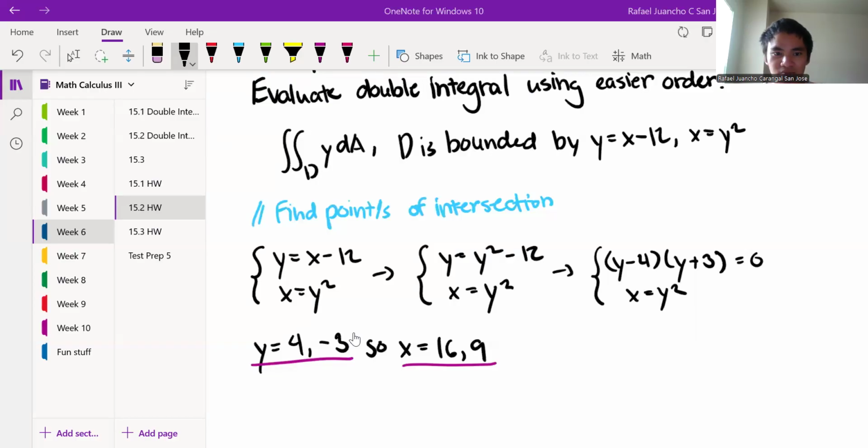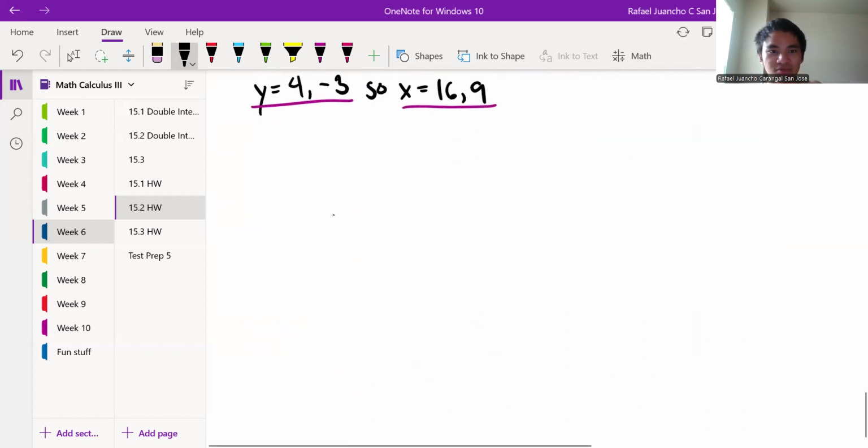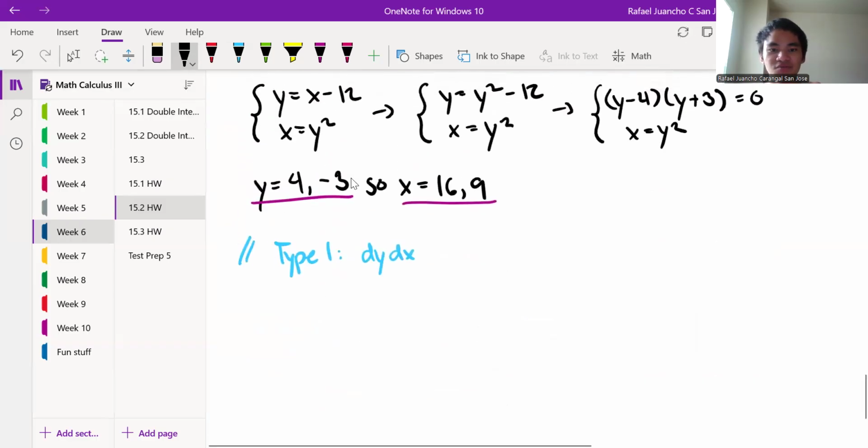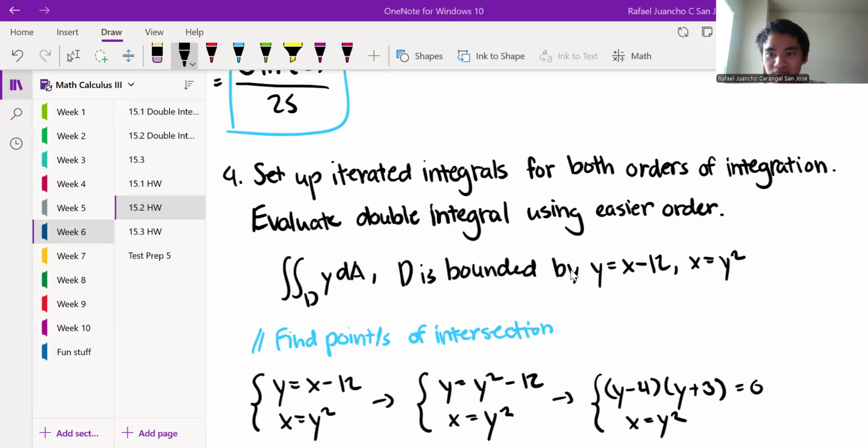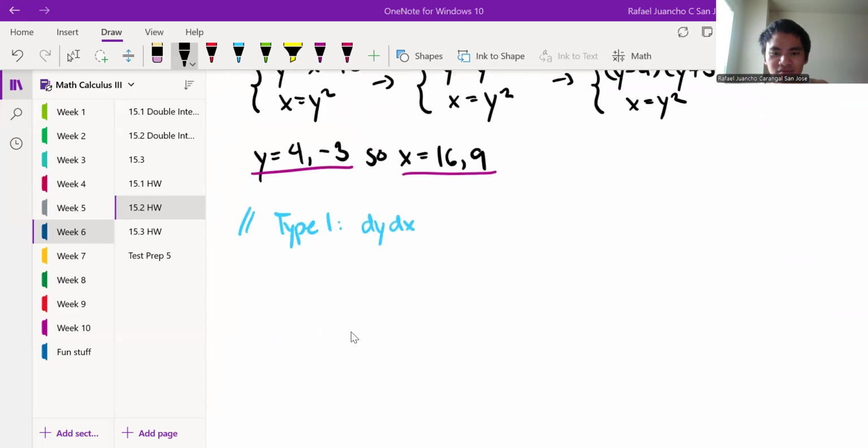And then let's do a type 1, right? So here, type 1, which is just dy dx. Then you also have a type 2, which is dx dy. So how do we find dy dx? Well, we need to find bounds for y, right? Do you have a function given? Oh, so the thing is, what is our function? That's another thing that we have to do, right?